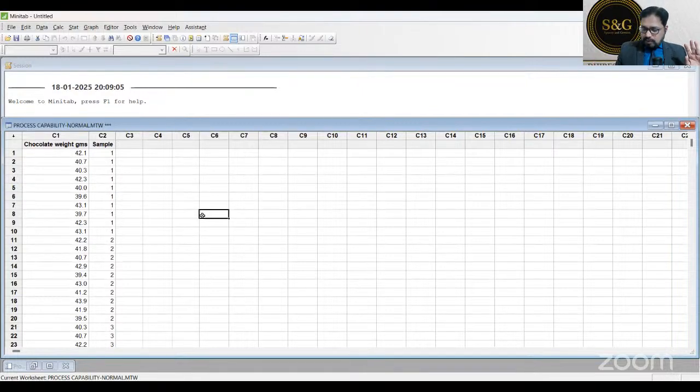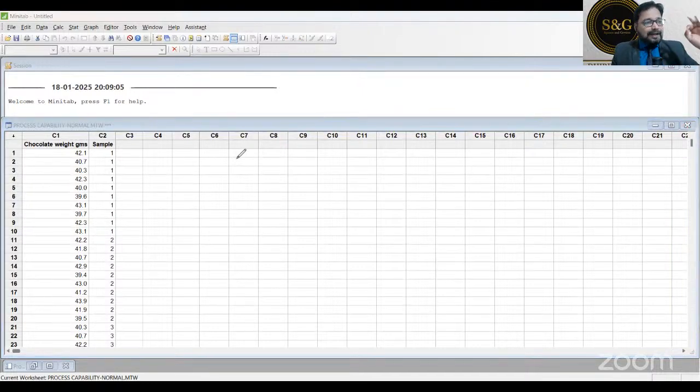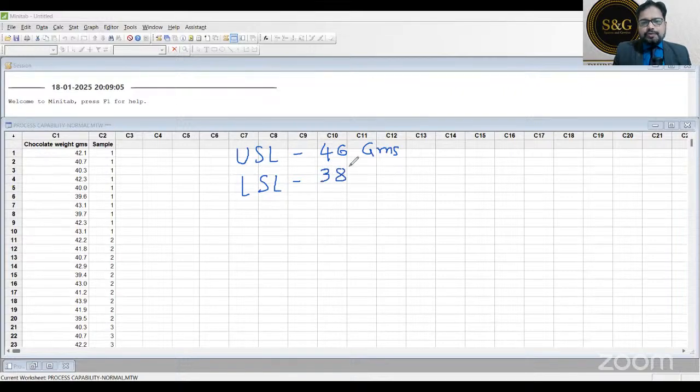Now let's identify what is the process capability. Imagine for this sample we need to have specification limits, right? So an upper specification limit and a lower specification limit. Let's say the upper specification limit is 46 grams. Write this down, everybody. And the lower specification limit is 38 grams.